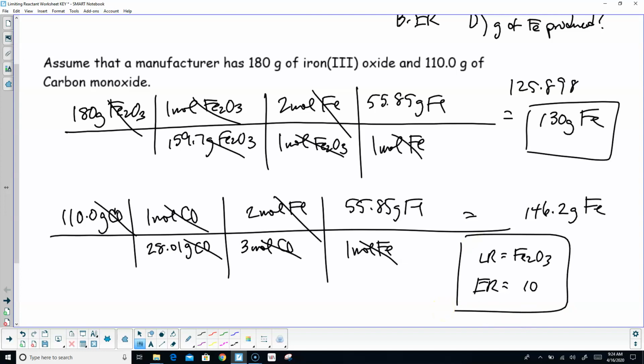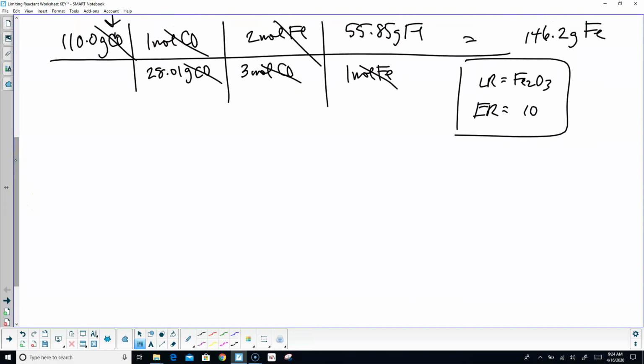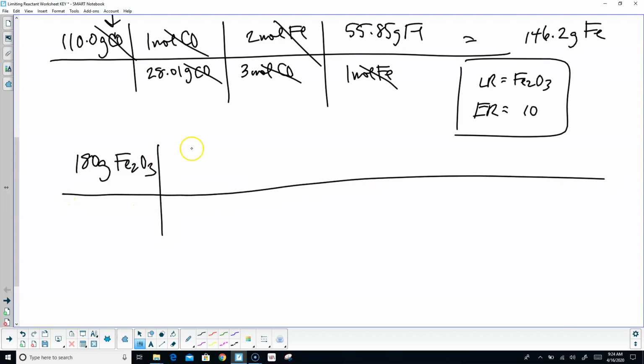Part C, it wants to know how many grams of the limiting, or excuse me, of the excess are remaining. What I would do if I were you, I would take this initial amount of the limiting, convert it to the other thing, and then subtract from the initial amount, the 110. So let's do that. Okay, so I started out with the limiting we said was 180 grams of iron 3 oxide. Okay, molar mass. Every 1 mole of iron 3 oxide weighs 159.7 grams.